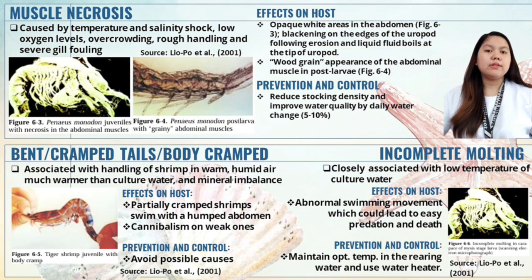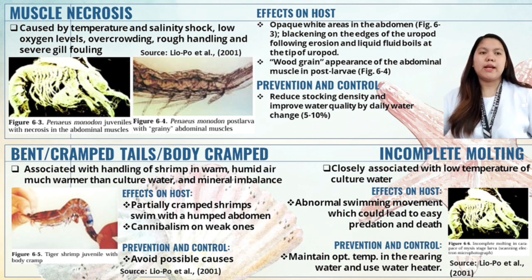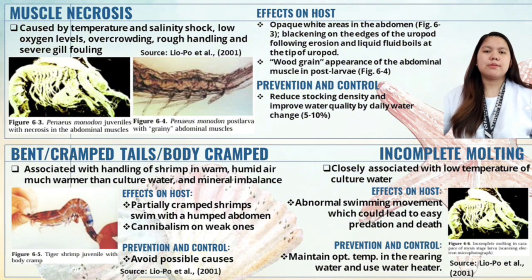So there is gradual death of cells in the affected areas, leading to erosion, especially on the tail part of the shrimp. This can serve as a portal of entry for systemic bacterial infection, secondary systemic bacterial infection. So for our prevention and control, we need to reduce the stocking density and improve water quality by daily water change of up to 5 to 10%.